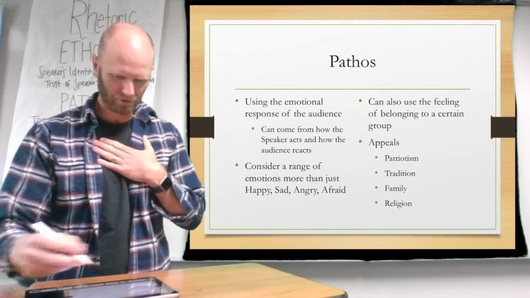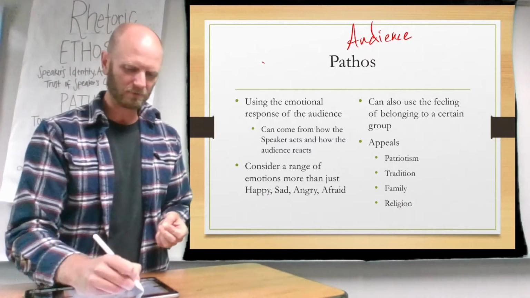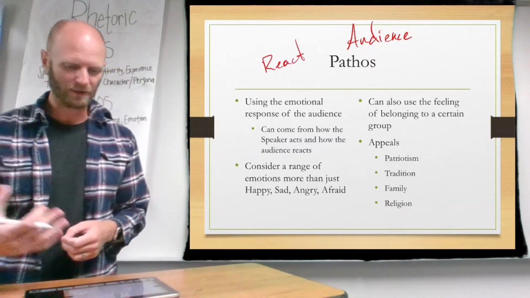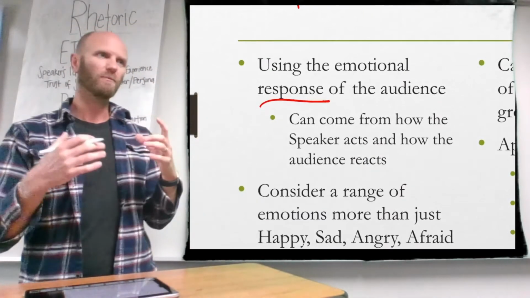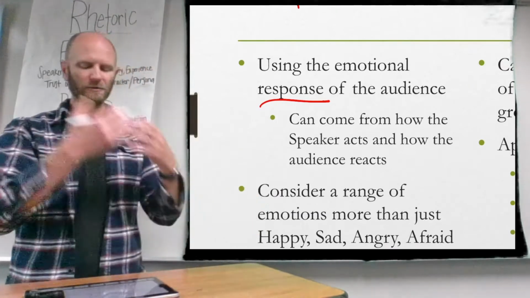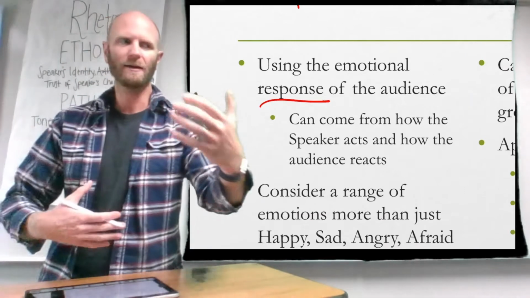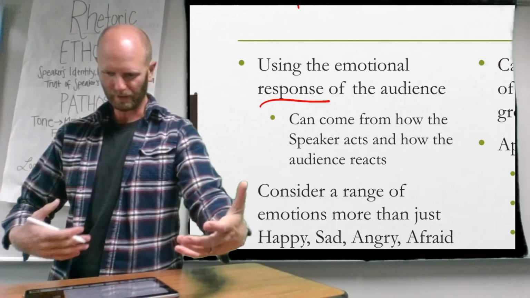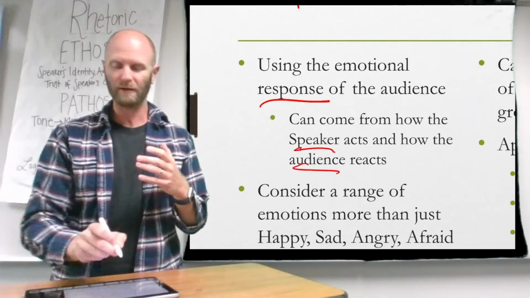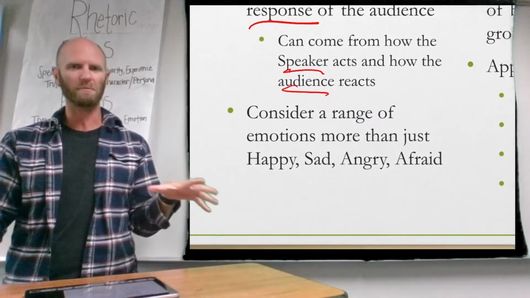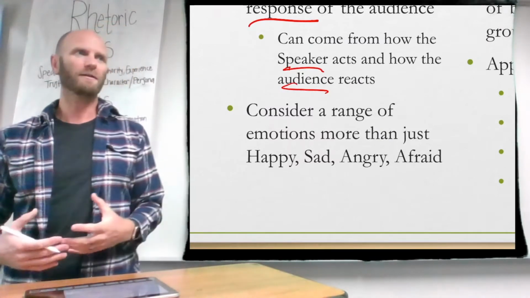Okay, and so again, thinking about pathos, that is the connection to the audience, how the audience reacts, the reaction they have based on what the speaker says. So it's using the emotional response of the audience. It can come from what the speaker says to the audience and then how they react to it. It also can come from how the speaker themselves acts upon the stage. If the speaker shows some sort of emotion, that can then cause the audience to share that same emotion. So pathos has a lot of different layers, where you're thinking of the emotion of the speaker, but then also the emotion of the audience. And you're thinking of a whole range of emotions, more than just the basic happy, sad, angry, afraid. You could think of the emotion of pride. The emotion of hope.